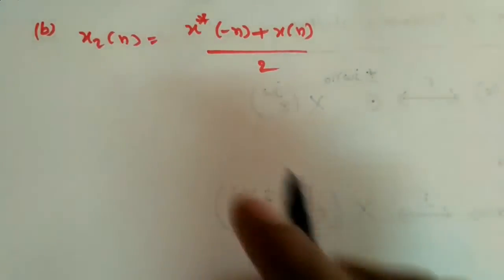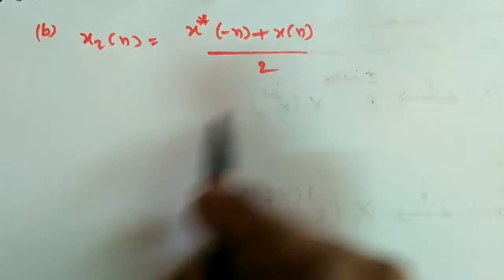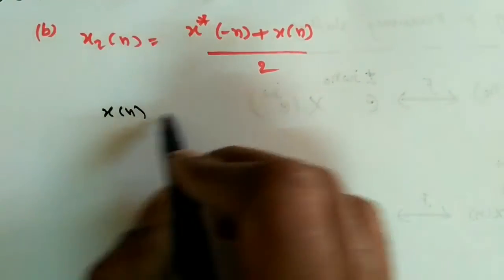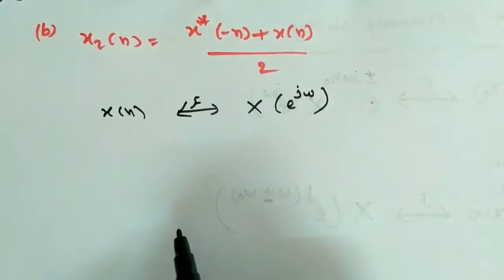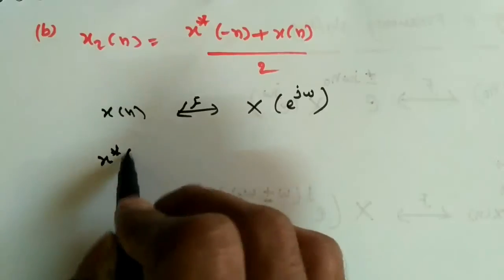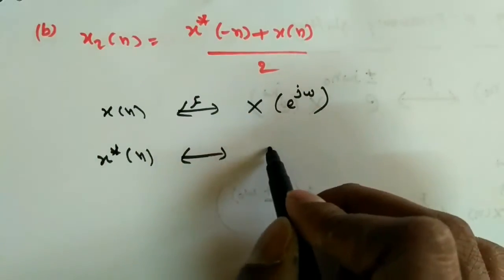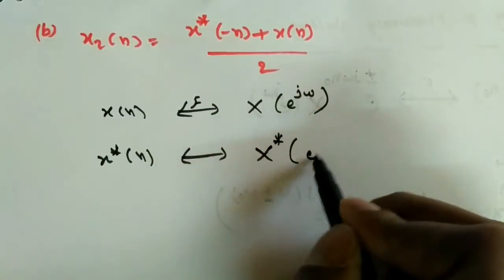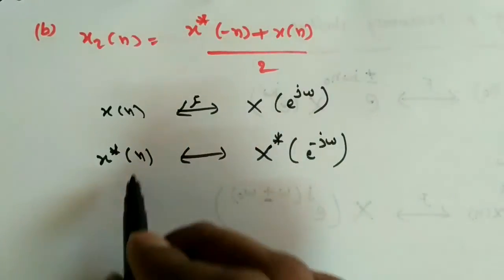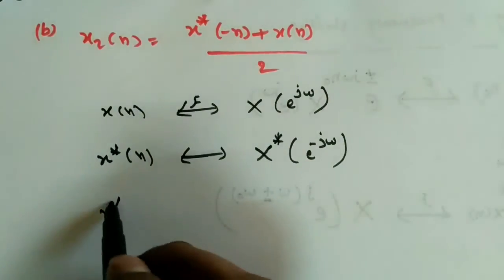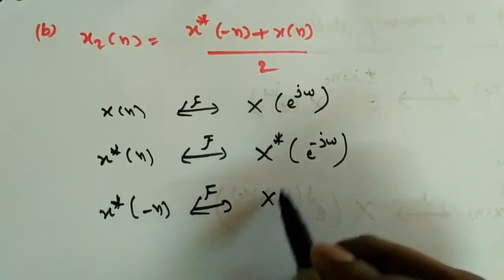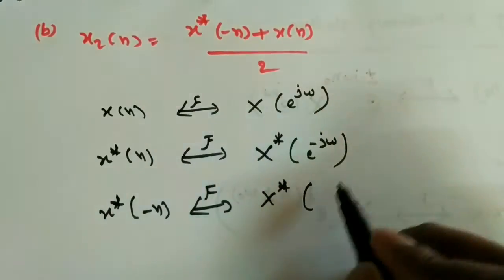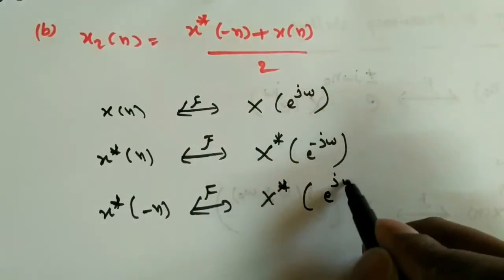Next we will do one more question. This is the one: x2 of n is x conjugate of minus n plus x of n, by 2. We know x of n has the Fourier transform x of e power jω. Now what is x conjugate of n? This will be x conjugate of e power minus jω, and we need to do minus, right? So x conjugate of minus n will become the Fourier transform x conjugate of e power jω, so reversal, right? So minus will become plus.